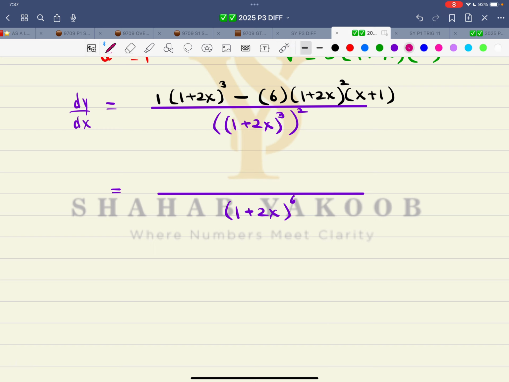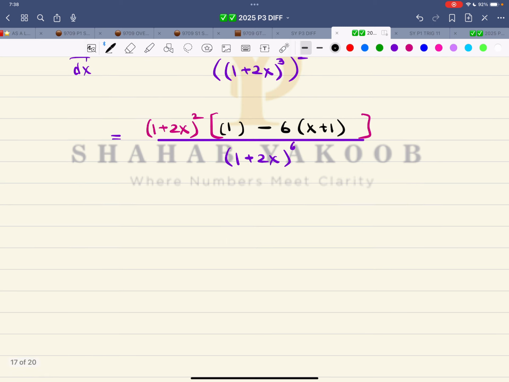And what is that something common? That is 1 plus 2x cube. This is 1 plus 2x whole square. So this is basically 1 plus 2x whole square. Got the idea? And then what's happening on the inside? It's simply 1 minus 6 and x plus 1. So now 1 minus 6 is negative 5, negative 6x.